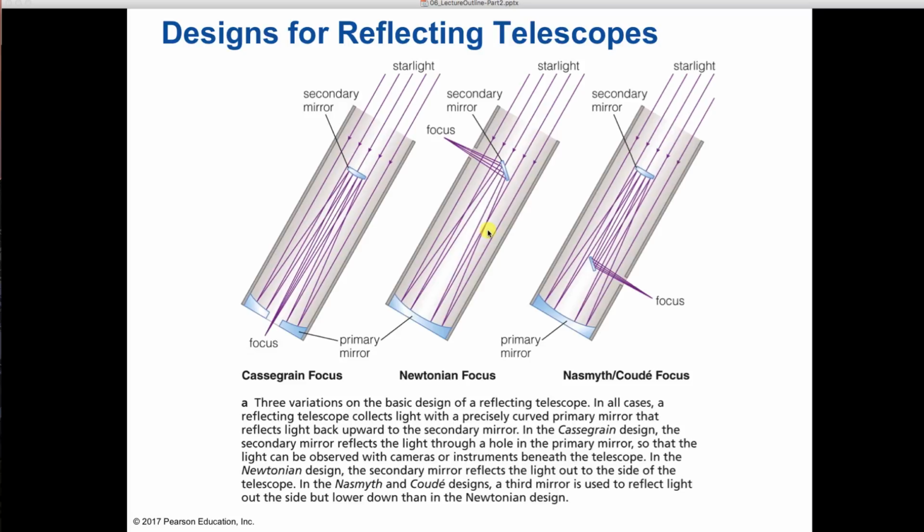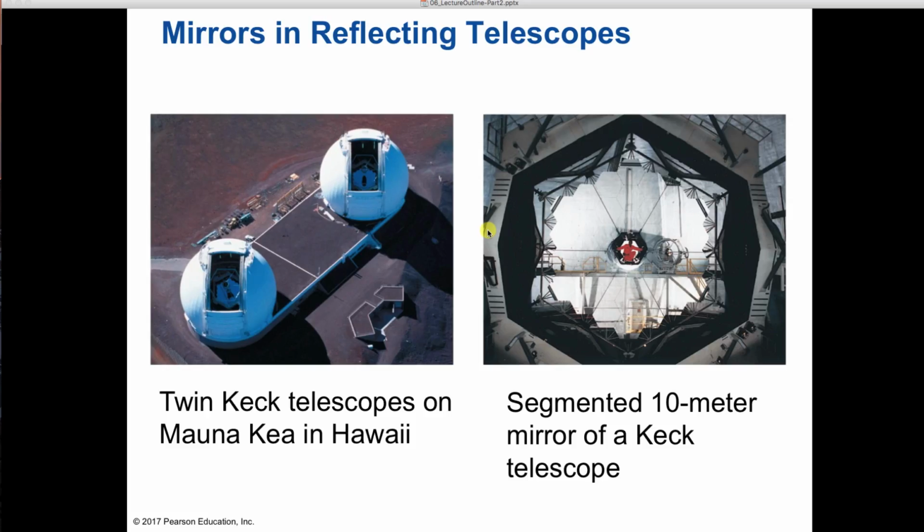A lens has to be curved perfectly on both sides. The light has to pass through it just perfectly. And then again, it has to be supported on the edges. So the refracting telescopes are much more difficult to make. The big heavy glass lenses are harder to grind and harder to make with just the right shape. So here are some examples of reflecting telescopes.